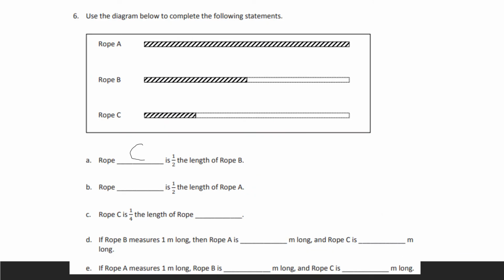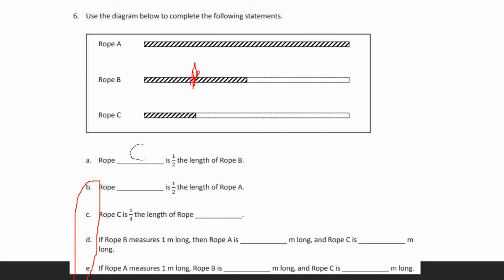So over here, we're now cutting this rope to figure out different pieces. It says use the diagram below to complete the following statements. So we have rope A, rope B, rope C. It says rope blank is half the length of rope B. If I look up here, rope C is half the length because if I go up, that's a straight line. It's halfway. So you need to figure out rope B. Answer problems B, C, D, and E. This is what you're going to do right now.